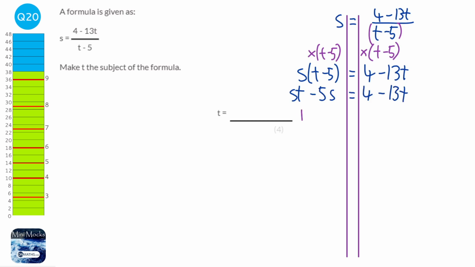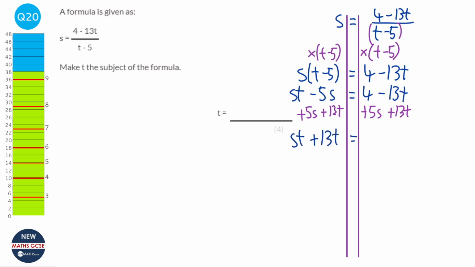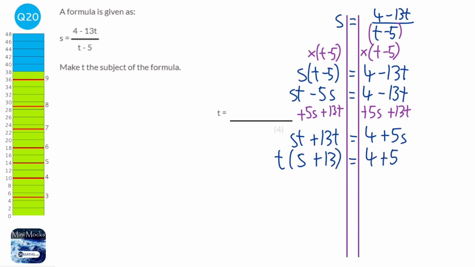So I'm going to add the 5s and I'm going to add the 13t. So add 5s and then add 13t. And so effectively we're just moving this on the other side and this on the other side. So we're left with st plus 13t equals 4 plus 5s. Now when we've got the t's on the same side, we can factorise out the t's. So t bracket s plus 13 equals 4 plus 5s.